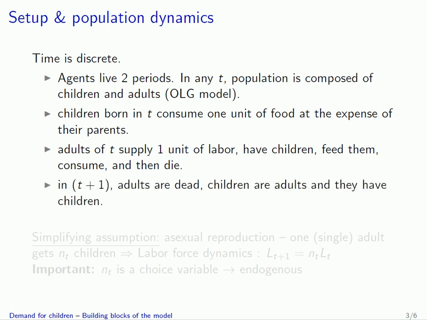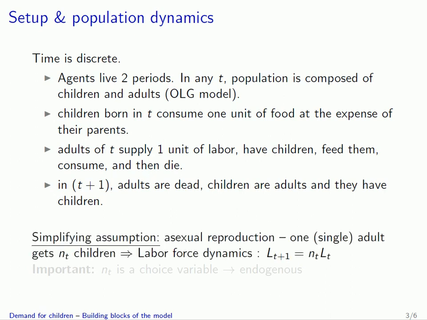Then in period T plus 1, the old adults are dead. The children of period T become adults in period T plus 1, and these new adults have in turn some children. In order to keep things simple here, we'll assume that reproduction is asexual, which means that we assume that one single adult gets N_T children.